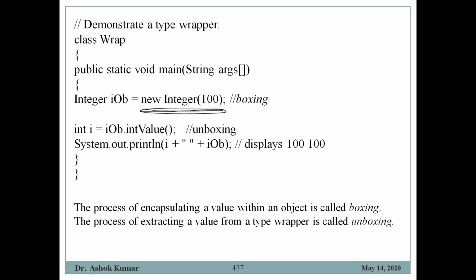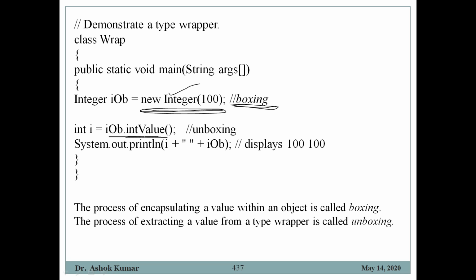As we discussed earlier, if you assign an integer value to the Integer object, then the object will be built automatically, and that is called auto boxing. Or if you are explicitly creating the object by calling the constructor of the wrapper class, then that is called boxing. So here we are performing boxing. This will create the object, and that object will be referred to by the iOb reference.